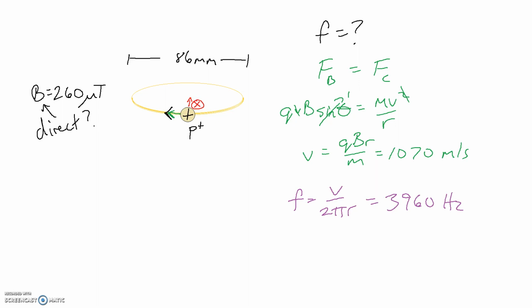And if I use my right-hand rule, I can see that my magnetic field would have to be going up in this circumstance. So the magnetic field would be coming up like this, a nice vertical field, and the magnetic field is causing the proton to then go in a nice circular path.